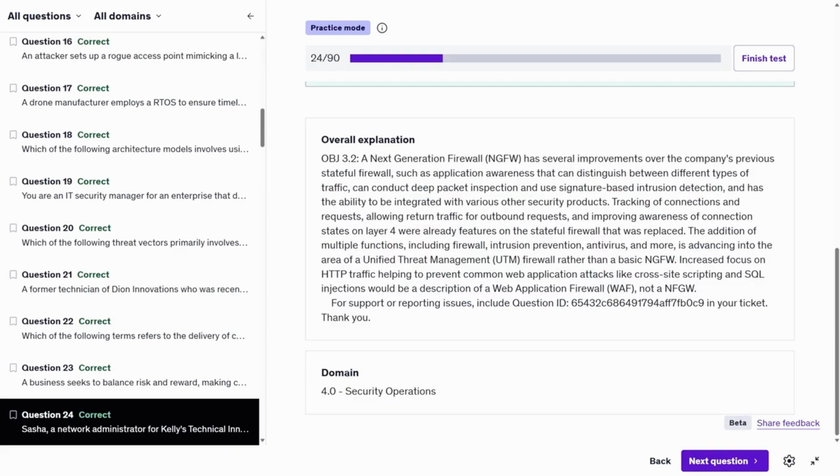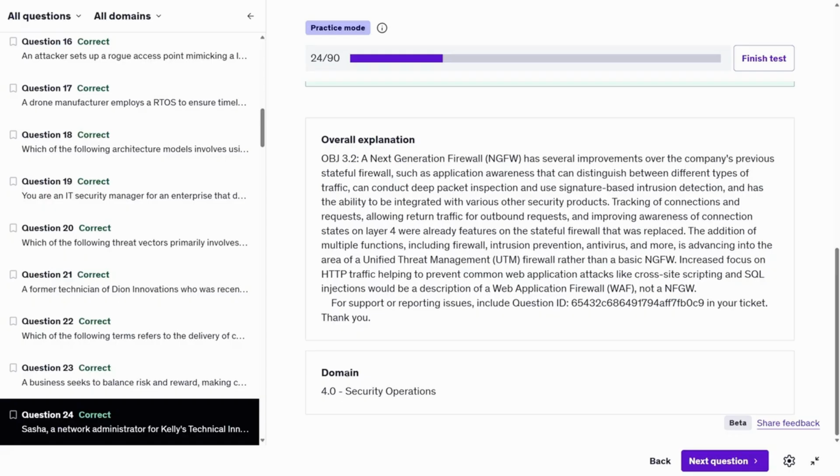A next-generation firewall, NGFW, has several improvements over the company's previous stateful firewall, such as application awareness that can distinguish between different types of traffic, can conduct deep packet inspection, and use signature-based intrusion detection, and has the ability to be integrated with various other security protocols.